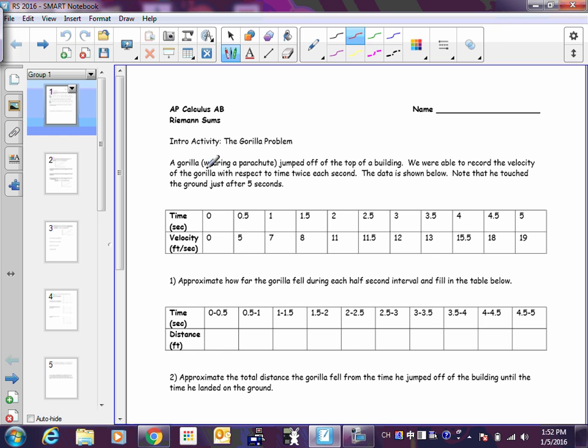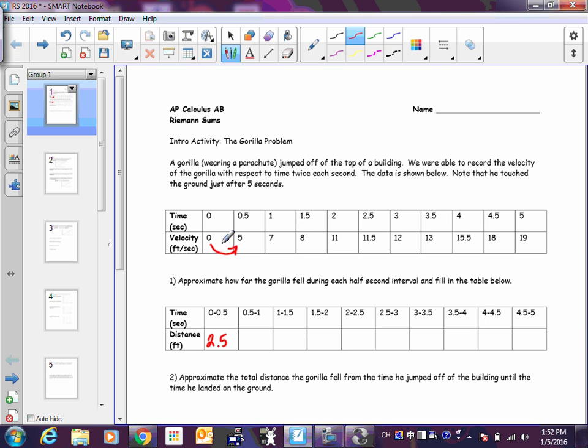So if you're watching this video, they've already done this activity. For everybody in here, though, somebody tell me what you put in the first block. 2.5. How did you get 2.5? You multiplied the velocity by the time.